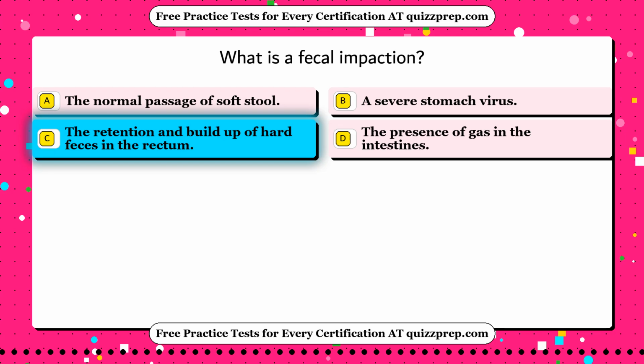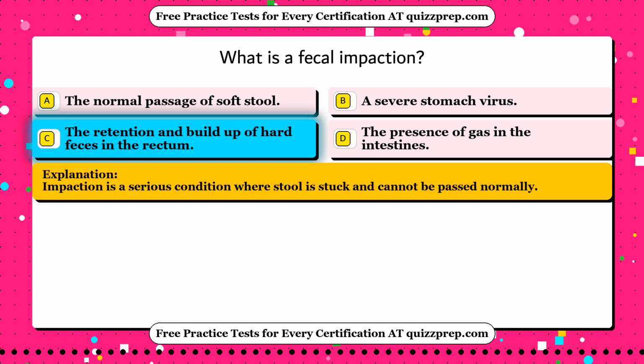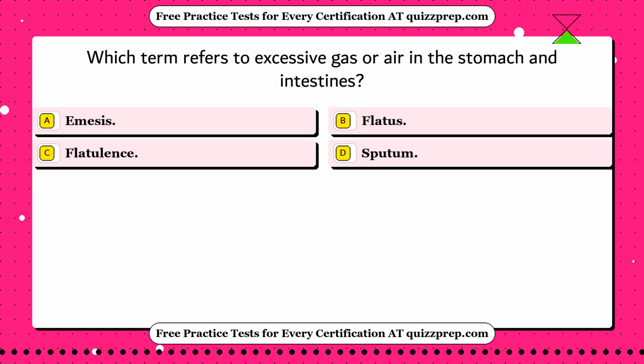The correct answer is option C, the retention and buildup of hard feces in the rectum. Impaction is a serious condition where stool is stuck and cannot be passed normally. Question 49. Which term refers to excessive gas or air in the stomach and intestines?